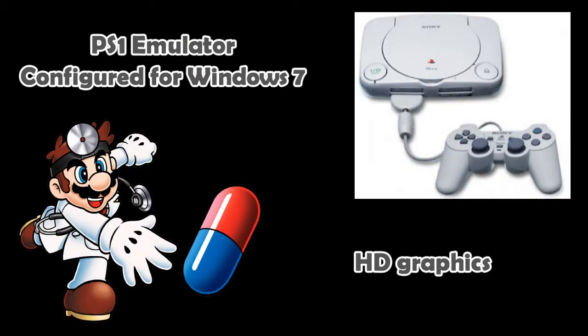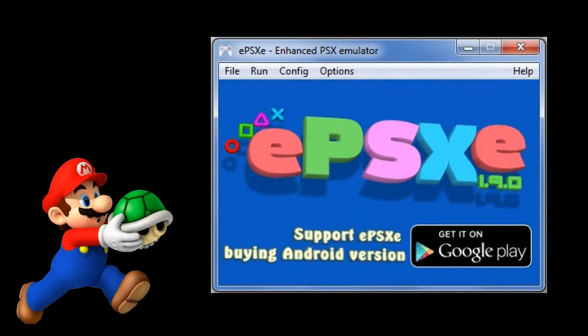ePSXe version 1.9.0, PS1 emulator configured for Windows 7 with HD graphics, the best possible graphics for PS1 generation games. Important: ePSXe, unlike other emulators, does not store its settings in a config file that can be copied from computer to computer. ePSXe stores the configuration and settings in the Windows registry, so it's not possible just to download and play. There are some extra steps to be done, but we have made it a lot easier for you.